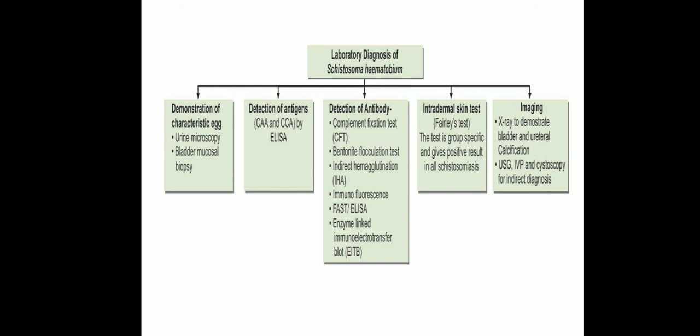Then the eggs are more abundant in the urine passed by patients at the end of the micturition. Then you will see nucleopore filtration methods provide quantitative data on the intensity of infection, which is of value in assessing the degree of tissue damage and in monitoring the effect of chemotherapy. Then the eggs can also be seen in seminal fluid in case of males. So that is for the urine microscopy.